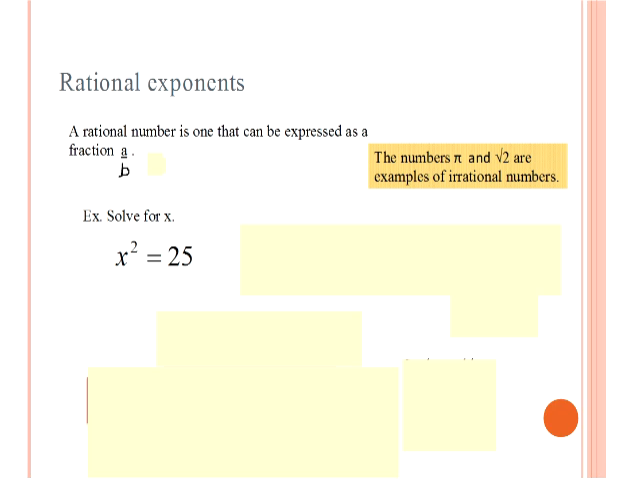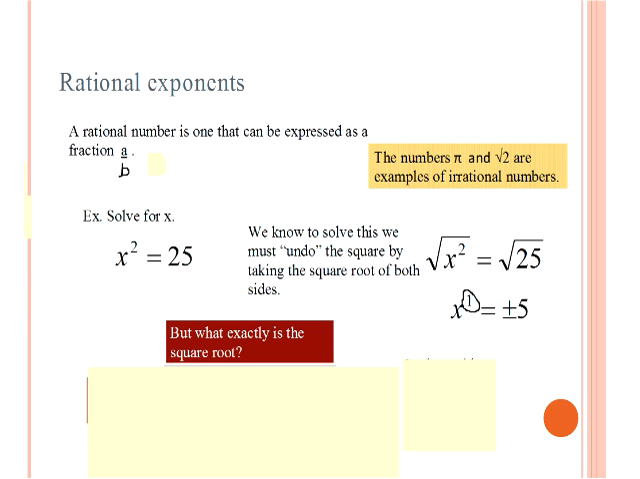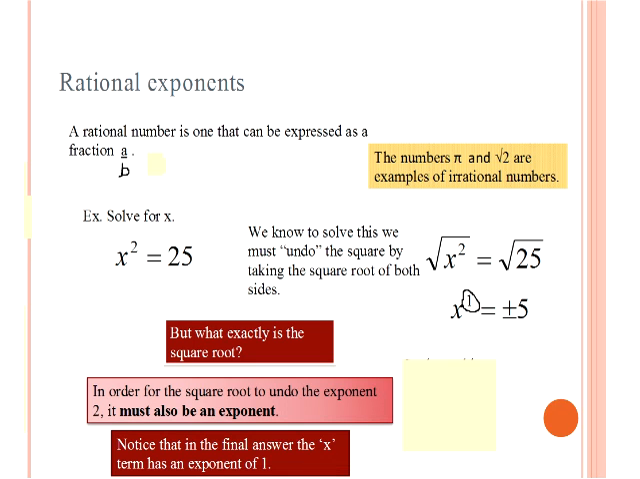We know what the answer is here. We know that we undo the exponent by taking the square root of both sides. And that leaves us with x equals plus or minus 5. But what you notice here is that the exponent really is a 1. Now we never write that, but that's technically what it is. So the question becomes, what is this square root? And what we see is that the square root undid the exponent, and therefore it must be an exponent itself. In fact, it's an exponent that will give us this exponent of 1 that we have.